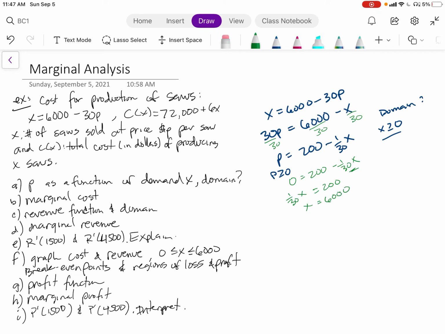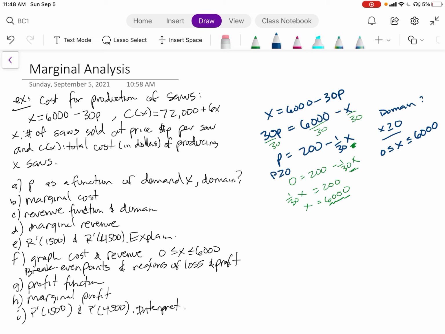So once I go beyond 6,000, I knew that was a breaking point, right? Once I go beyond 6,000, the price would be negative. The larger x goes here. So therefore, the domain is between 0 and 6,000. Okay, there's the work for A.